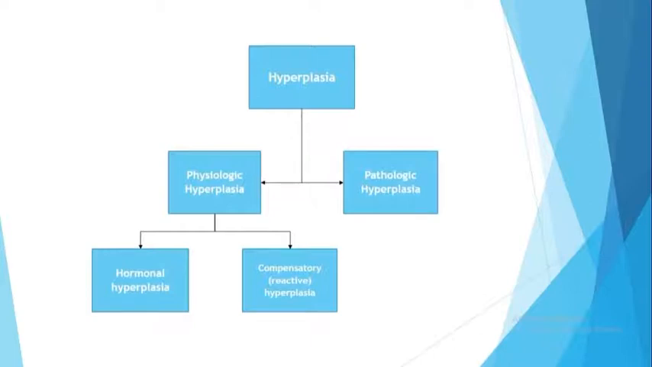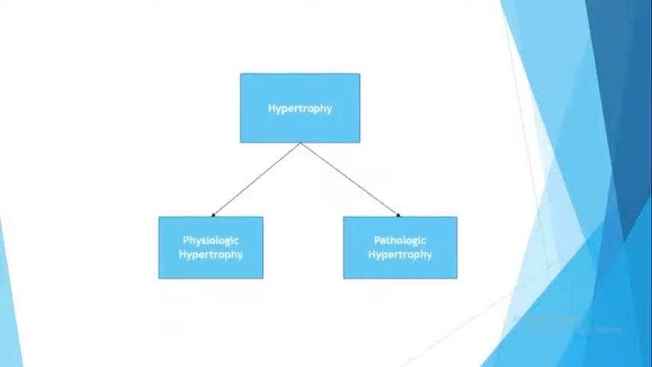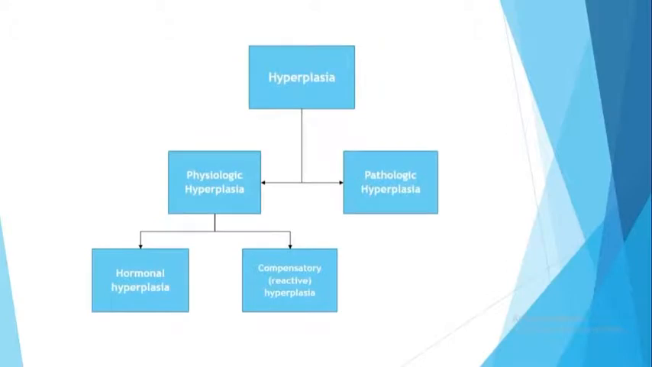A notable exception for this rule is benign prostatic hyperplasia. In BPH or benign prostatic hyperplasia, there is no increased risk for prostate cancer. So this is hyperplasia. It can be physiologic hyperplasia or pathologic hyperplasia. Physiologic hyperplasia can be hormonal, or it can be compensatory or reactive hyperplasia. Pathologic hyperplasia can progress to dysplasia, and dysplasia can progress to cancer.